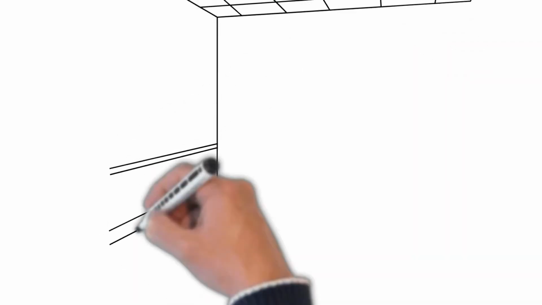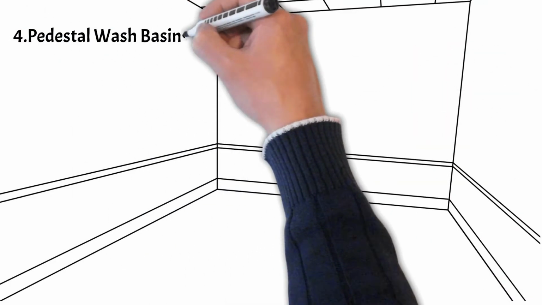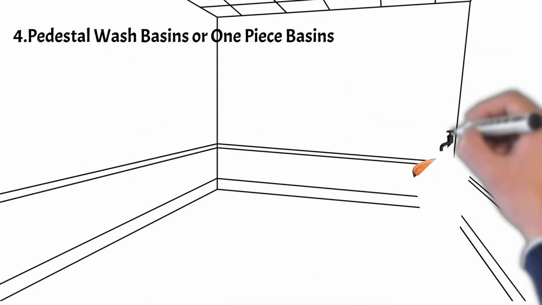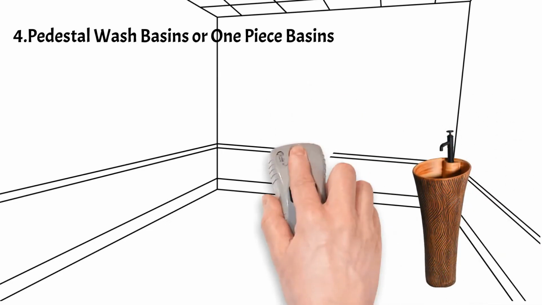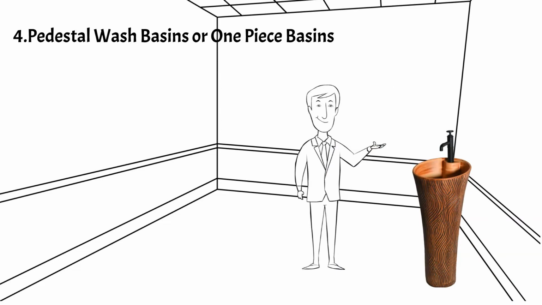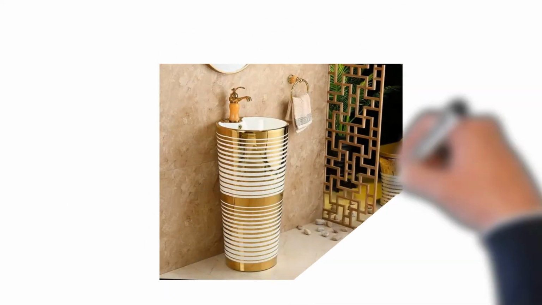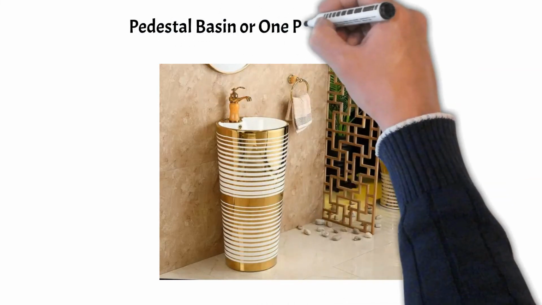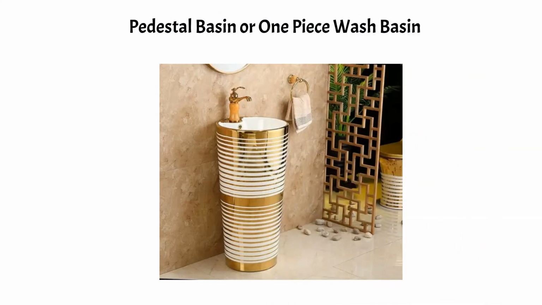Number 4 is pedestal wash basin or freestanding wash basin. It just has to be placed on the floor and fixed with the mounting screws provided with the basin. A pedestal basin is also aesthetically pleasing and perfect if you want to add a classical vibe to your bathroom.